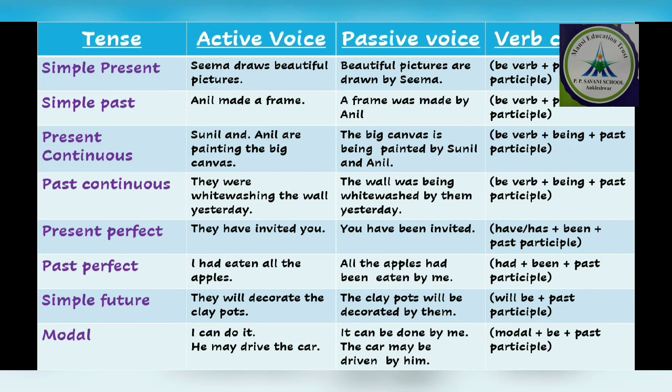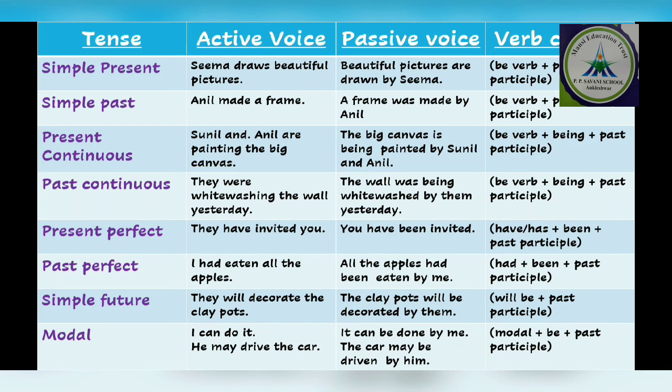In the same way, simple past: Anil made a frame. A frame was made by Anil. Present continuous: Anil and Sunil are painting the big canvas. The big canvas is being painted by Sunil and Anil. Here being, B-E-I-N-G, shows the continuous form of the tense. In the same way, in past continuous, we will use: the wall was being whitewashed by them yesterday. Okay?